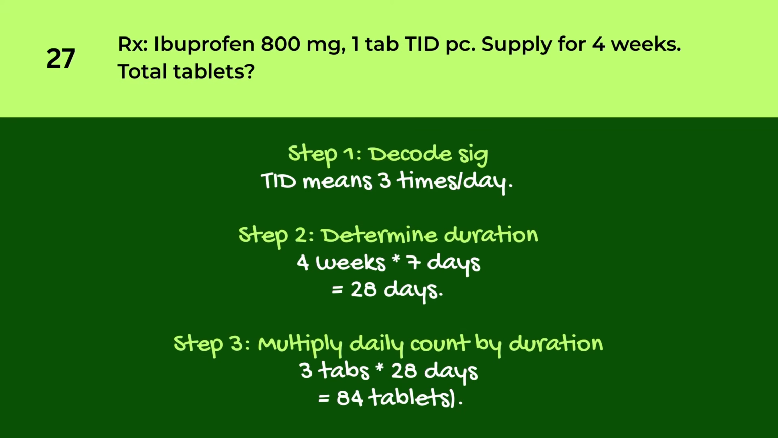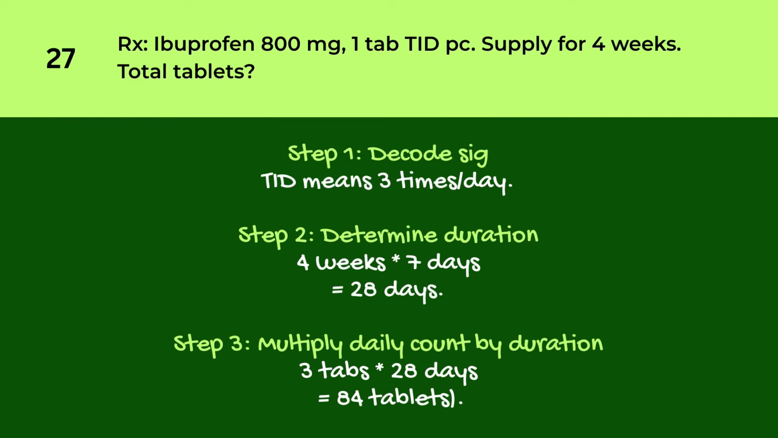First, let's decode the SIG. TID means 3 times daily. The PC means after meals, but that does not change the math. So 1 tablet times 3 is 3 tablets per day. Next, the duration. The request is for 4 weeks. Since a week is 7 days, 4 times 7 equals 28 days. Finally, we multiply the daily count of 3 tablets by 28 days. 3 times 28 gives us 84 tablets.